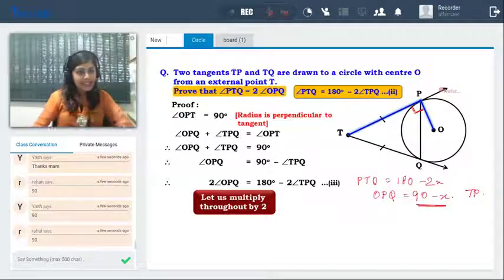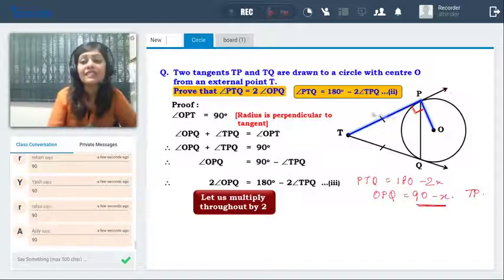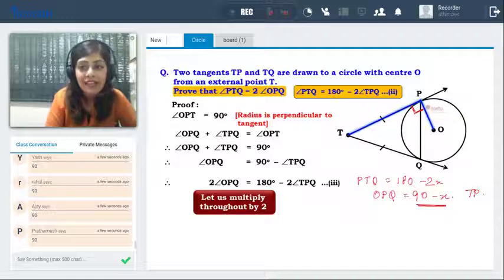Yes, 90. Rahul says 90. Yash, okay, all right. Very good, students. Yes, definitely angle OPT is 90 degrees, right? Because radius OP is perpendicular to tangent TP at the point of contact P.